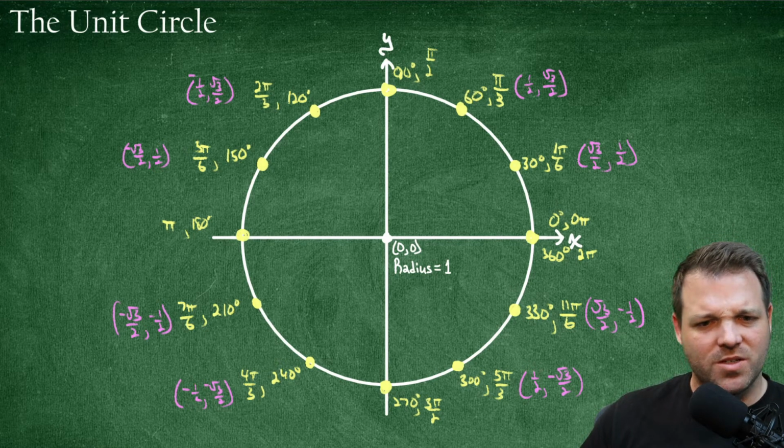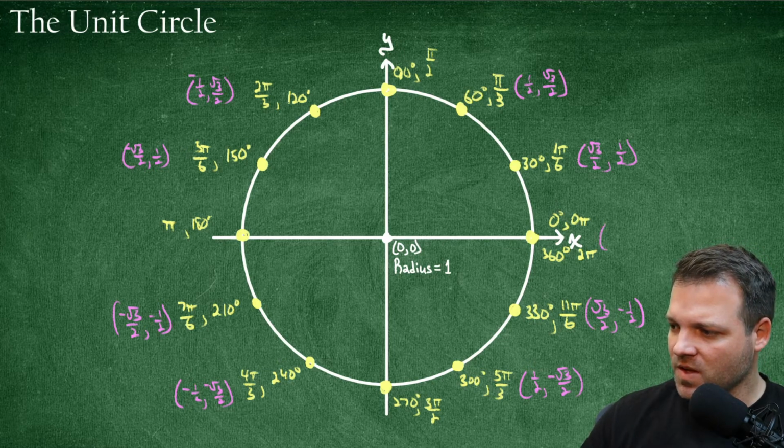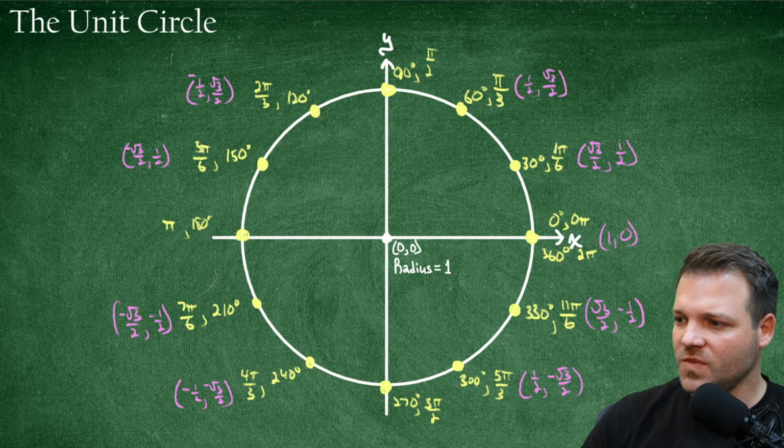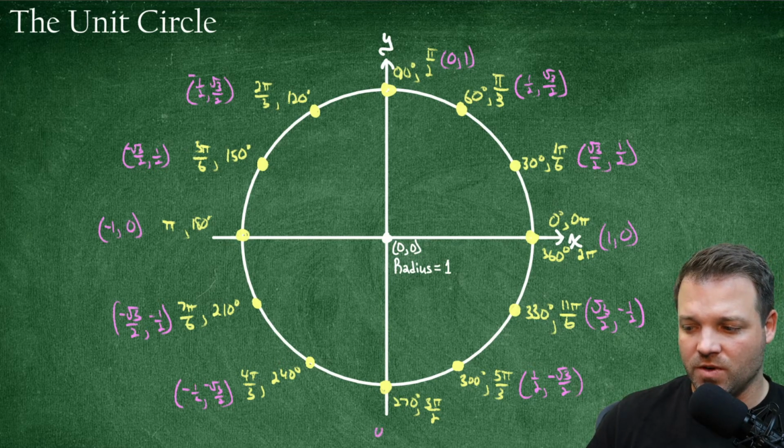Oh, I'm sorry, we didn't do the axes at all, did we? Let's go ahead and label these axes. This axis right here, we're just going positive 1 over, so that's 1, 0. At 90 degrees, we're going up 1, so 0 in the x, positive 1 in the y. At 180 degrees, we're going negative 1 in the x, 0 in the y. And 270 degrees, we are going 0 in the x and down 1 in the y.